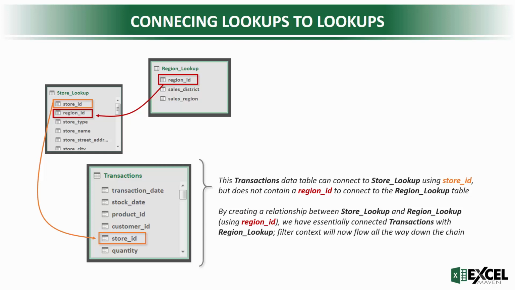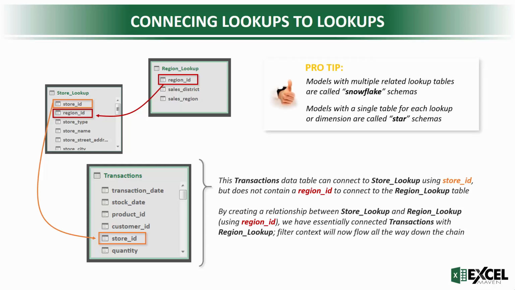But the thing is, we can connect transactions to the store lookup, and then in the store lookup, we have a region ID to connect that to the region lookup table, meaning that we've essentially connected transactions with region lookup through these chained relationships. So by doing this, any filter context all the way up at the region lookup is going to flow all the way down the chain and impact the values in the transactions table.